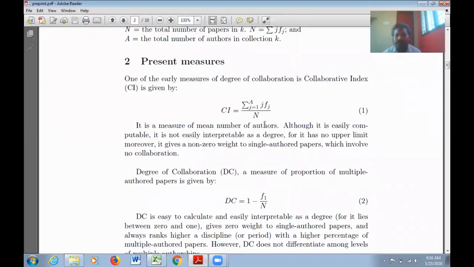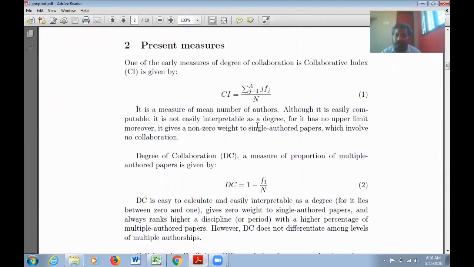I'll just tell you. For example, take the collaborative index. I'll calculate it later. It is very easy to calculate. It tells you the mean number of authors, but it is not easily interpretable as a degree because it doesn't have any upper limit. And apart from that, it gives a non-zero weight to single author papers.